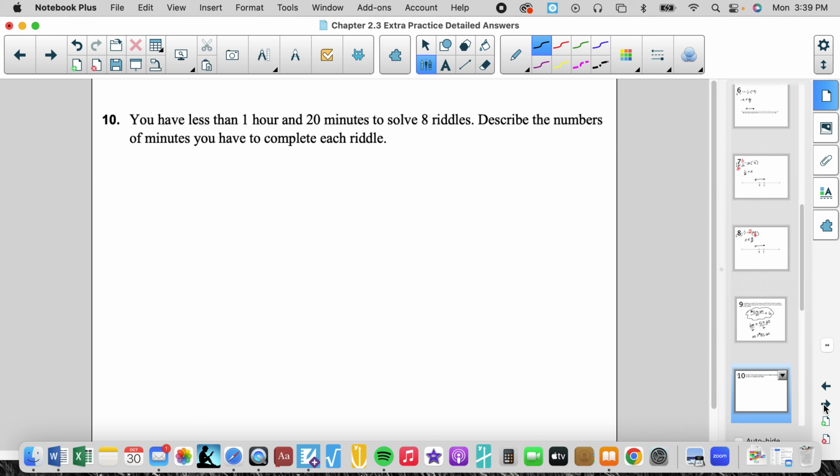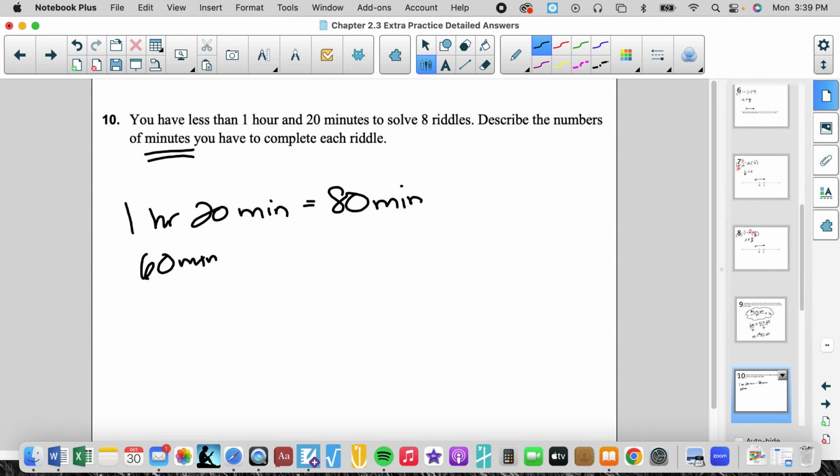All right. Number 10, you have less than 1 hour and 20 minutes to solve 8 riddles. Describe the number of minutes you have to complete each riddle. Number of minutes, so I have to take 1 hour and 20 minutes is equal to 80 minutes. That's 60 minutes plus 20 minutes, which equals 80 minutes. And so if I have 80 minutes and I have 8 riddles, how much time per riddle do I need to?